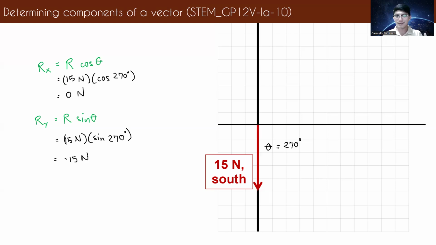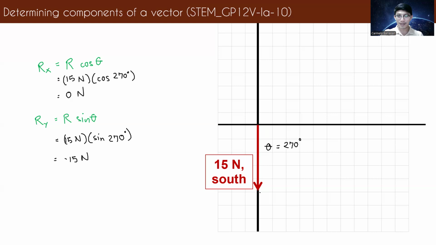Why is it negative 15? Why is it negative? Because of course, in your pre-calculus subject, you know that if it is along the negative y-axis, y is negative, right? So zero and negative. Good. Okay, so that's negative 15 newtons.